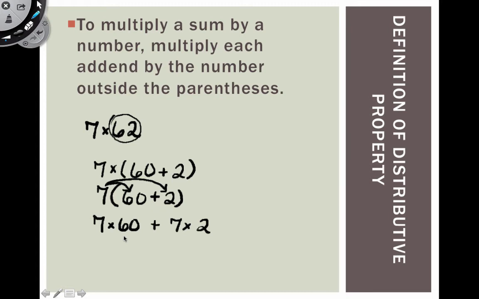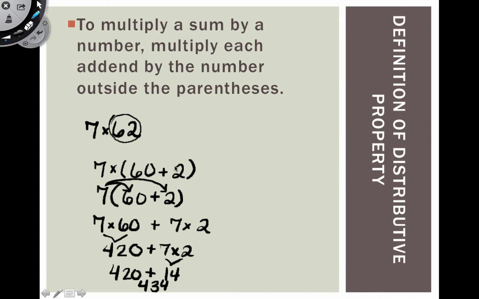7 times 60 is 420 because 7 times 6 is 42, and we add the 0, plus 7 times 2. 7 times 2 is 14. We add the 14 to the 420, and our answer is 434. So we use the distributive property to break apart a number, 62, into 60 plus 2.